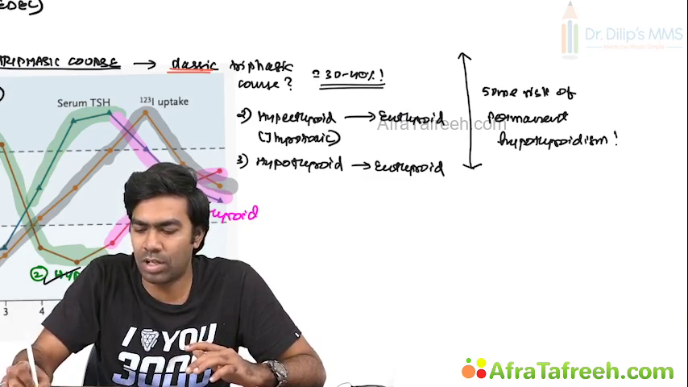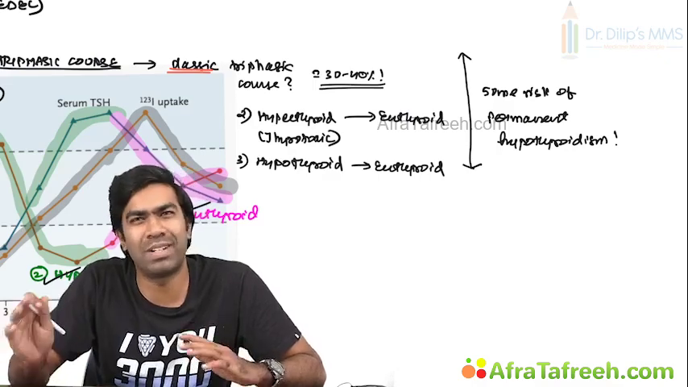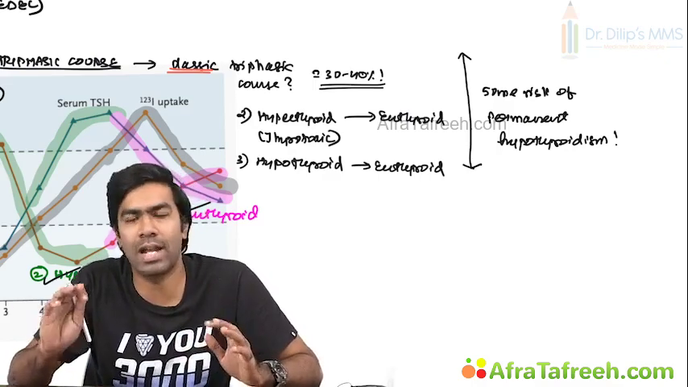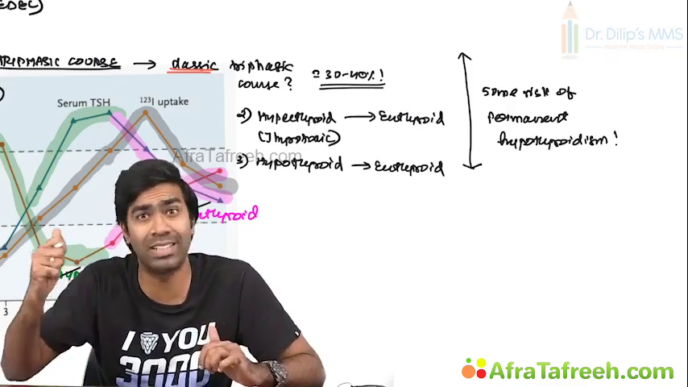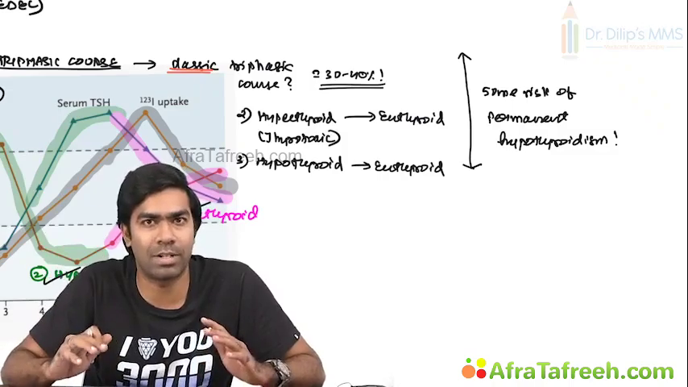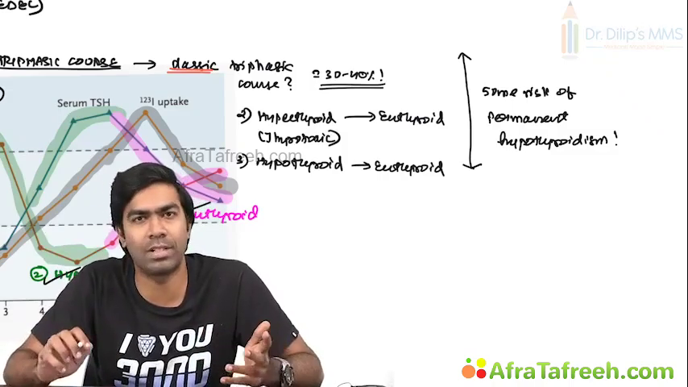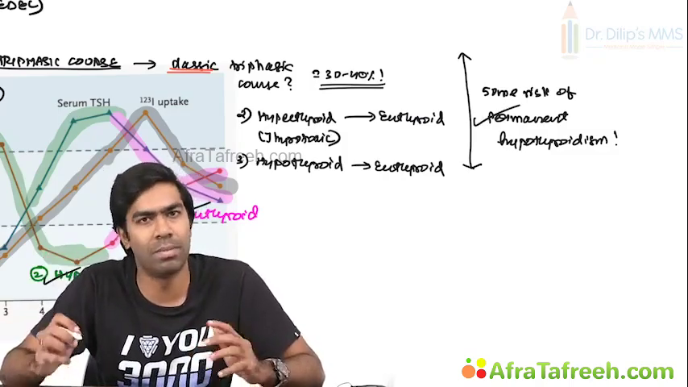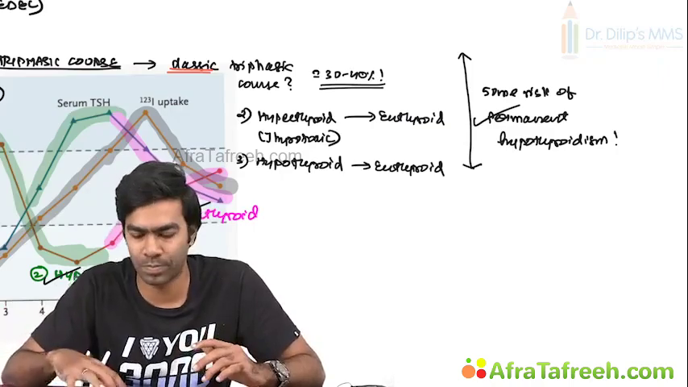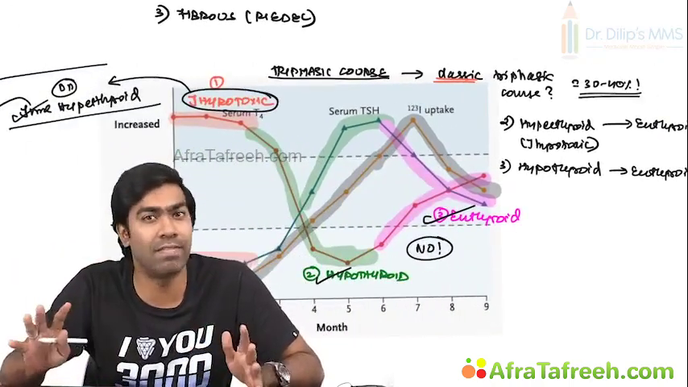It depends on the background autoimmunity and the persistence of anti-TPO antibodies, because anti-TPO antibodies are one of the important risk factors for developing permanent hypothyroidism. We discussed this in the hypothyroidism chapter itself. So depending on what percentage of patients have persistent anti-TPO, they might develop permanent hypothyroidism in the future also. So it's a very variable disease.